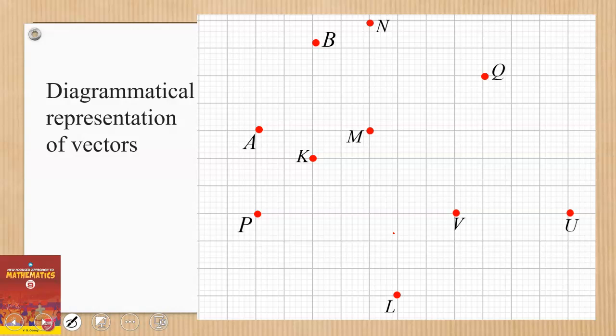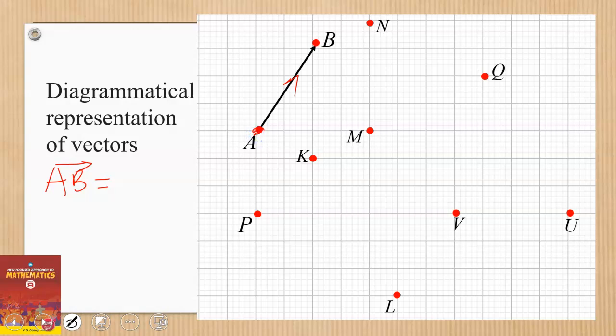Now, when we talk of vectors, it's all about giving directions, magnitude and direction. If I have a point A and a point B, and I want to move from point A to point B, you see the direction of the arrow. It means I'm at point A being the initial and point B being the terminal. So what vector will link A to B? We'll call that vector AB. Vector AB like this.